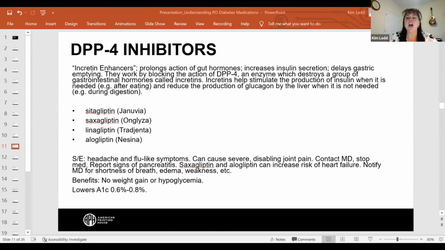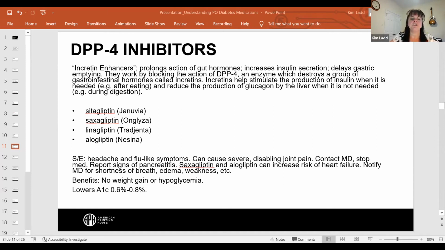So basically, it helps to balance out sugar and insulin in your body through the actions of your gut. So, there's multiple organ systems involved in diabetes blood sugar management. So this one, the DPP-4 inhibitors, work on your gut and your liver. So these are known, the generic name for all of these is gliptin.